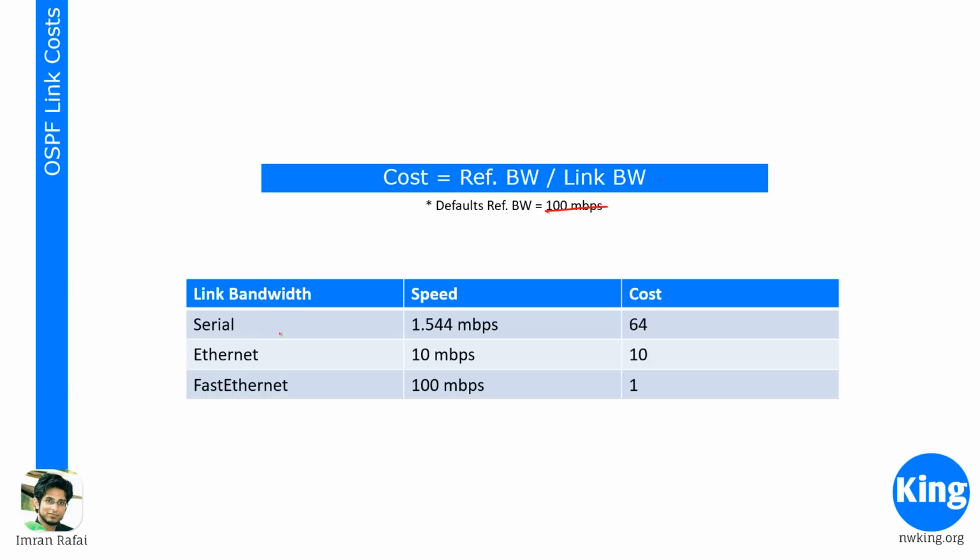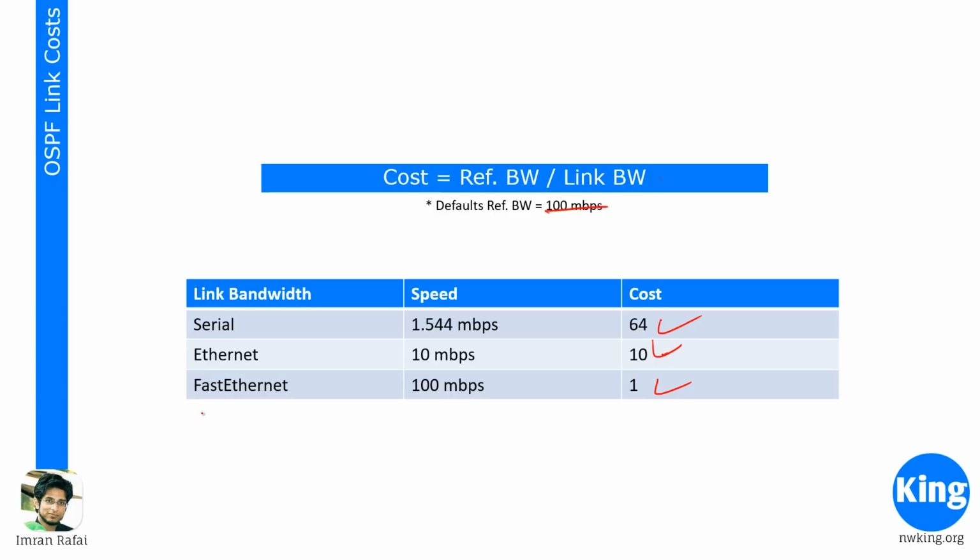For instance, if it's a serial connection, the speed is 1.544 Mbps. If you do the calculation, you get a cost of 64. Ethernet is a 10 Mbps line, right? If you do the calculation again, 100 by 10, you get a cost of 10. And then Fast Ethernet is 100 Mbps, so if you do 100 by 100, you get a cost of 1.